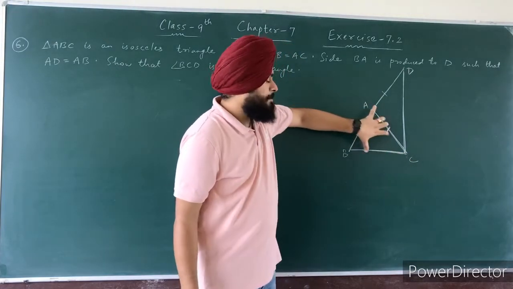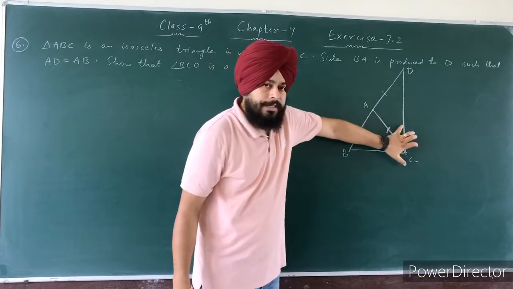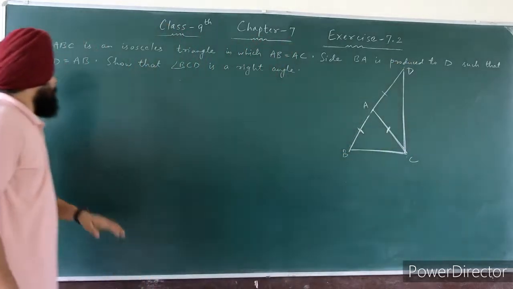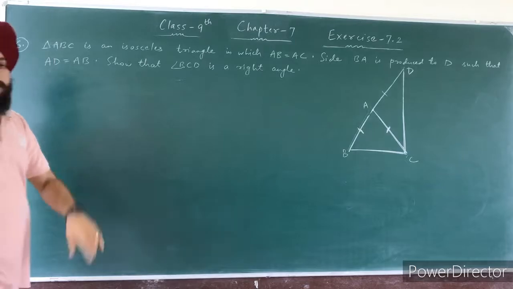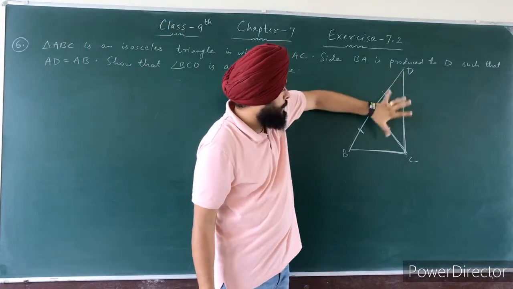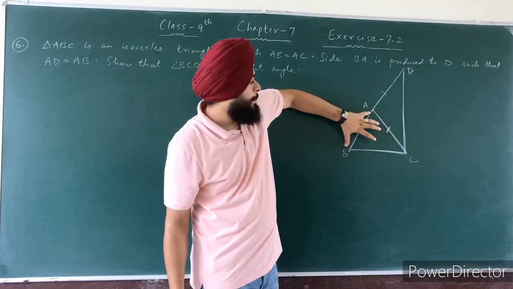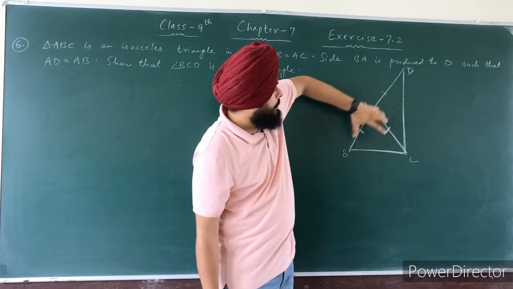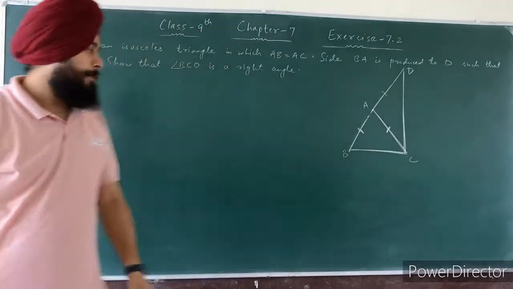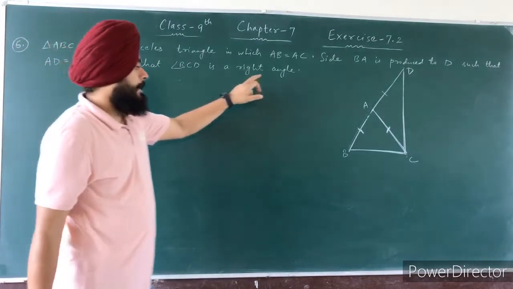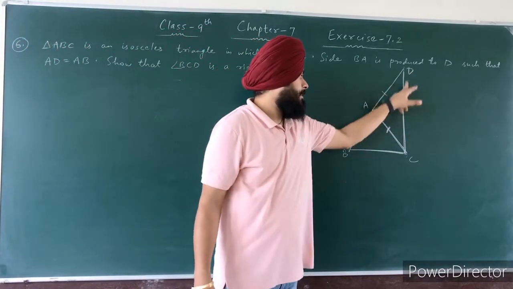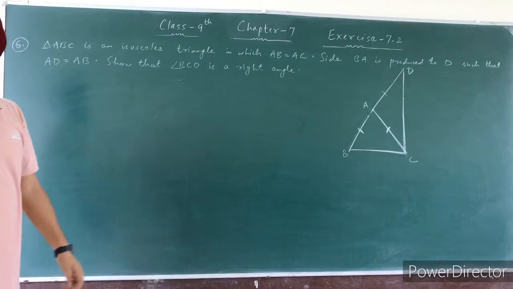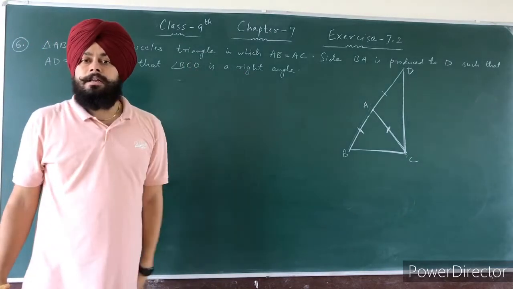Clear? मतलब ABC एक isosceles triangle है and you can see here AB is equal to AC. When you produce BA to point D and join point D with C, such that AD is equal to AB, it means A is the midpoint of BD, because when these two sides are equal, A is the midpoint. We have to show that angle BCD is a right angle, which means its measure is 90 degrees.